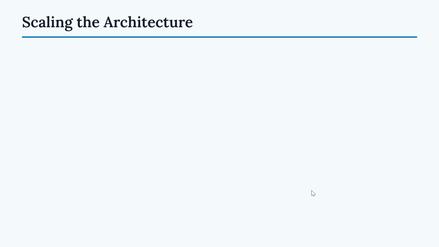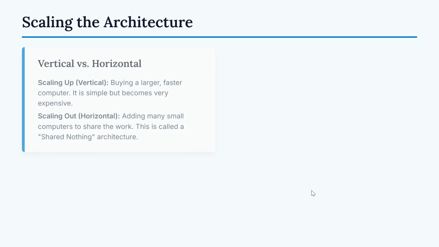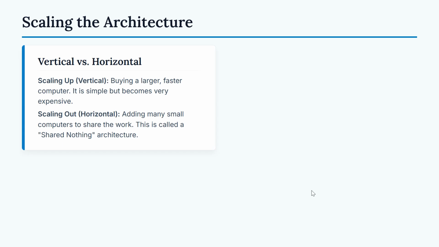We have discussed how to measure system load. Now, let us look at what we do when that load increases. How do we keep the system fast? There are two main ways to grow.